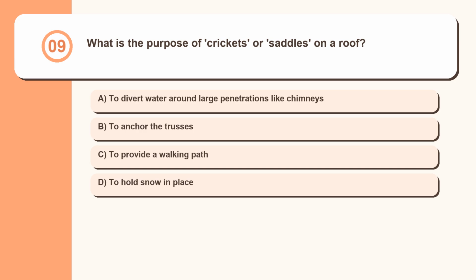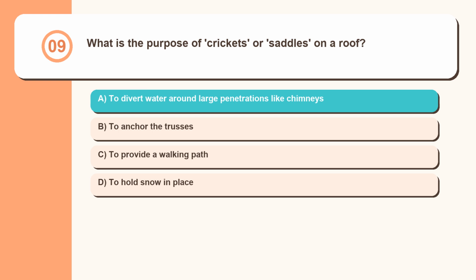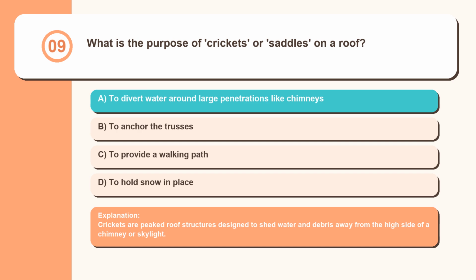Question 9. What is the purpose of crickets or saddles on a roof? To divert water around large penetrations like chimneys, to anchor the trusses, to provide a walking path, to hold snow in place. Crickets are peaked roof structures designed to shed water and debris away from the high side of a chimney or skylight.